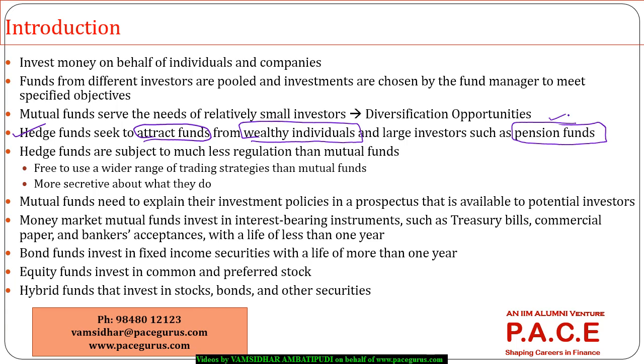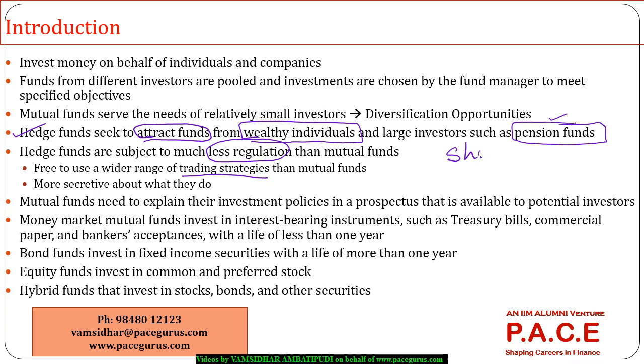So pension funds is a classic example for that. And because they are targeting all the high net worth individuals and firms, the regulatory aspects are much lesser applicable to them compared to mutual funds. So different kinds of trading strategies they can use, whereas in case of mutual funds there are so many limitations with respect to the trading strategies that they can use.